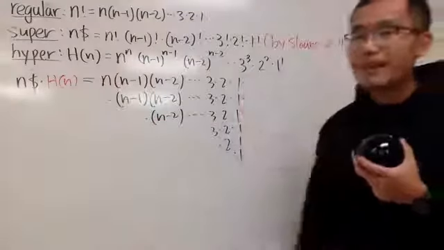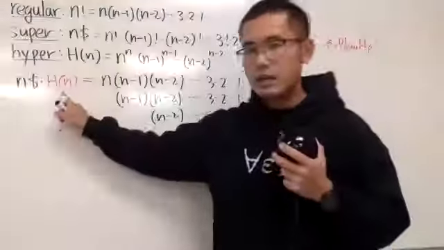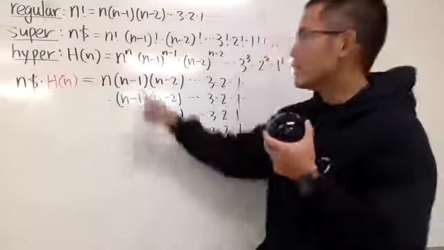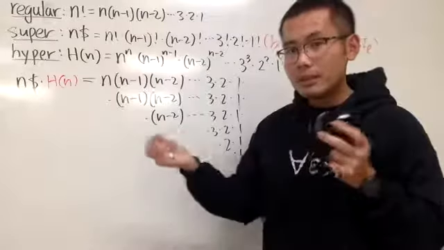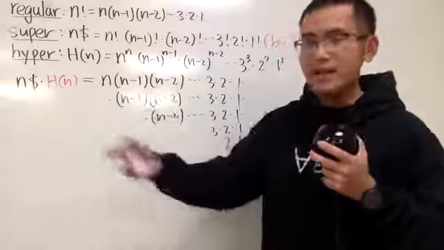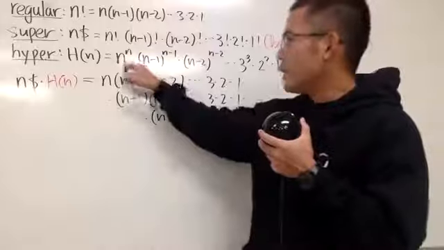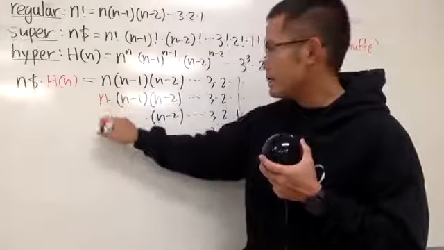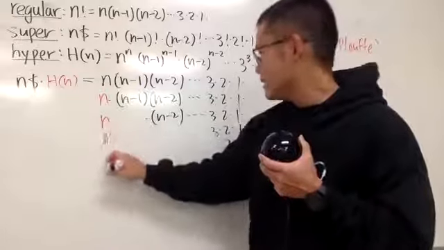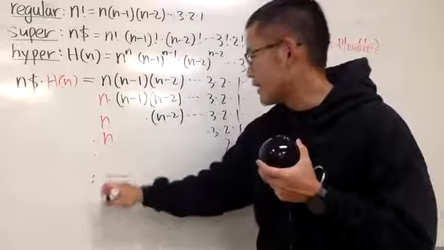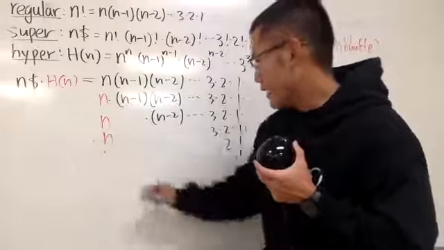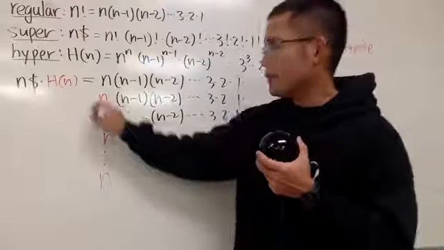So that's pretty cool. Now, let's look at H of n, namely the hyperfactorial. First things first, we start with n to the n. That means n times n times n, n of them. So what I'm going to do is put down n times n times n times dot dot dot, like this, and we have n of these right here.